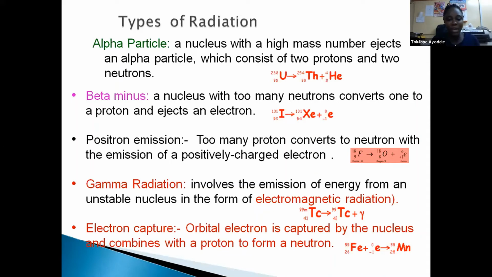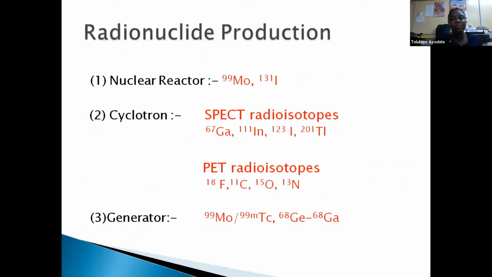We also have electron capture, whereby an orbital electron is captured by the nucleus and combines with a proton to form a neutron. An example of a nucleus that undergoes electron capture is iron-55.